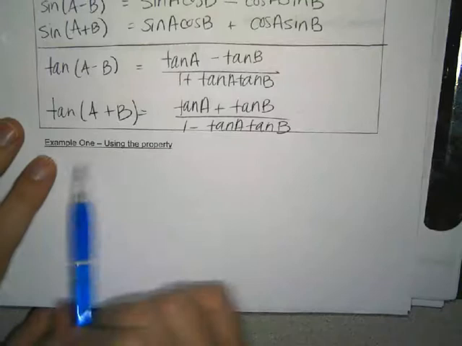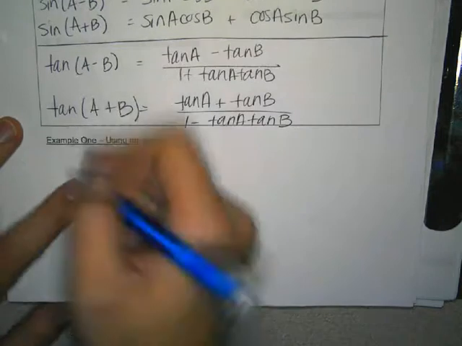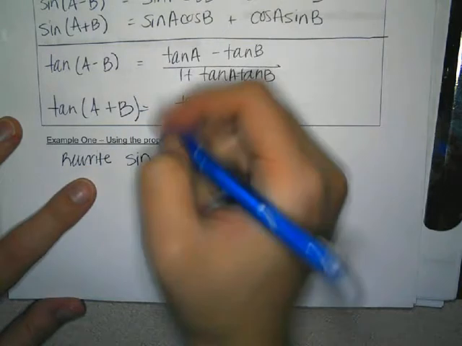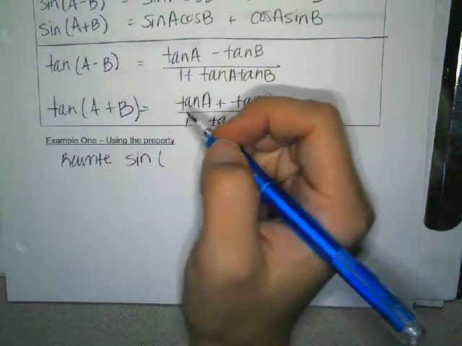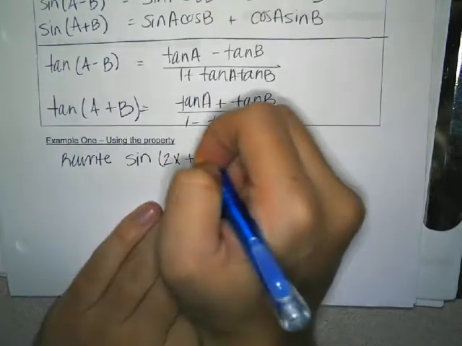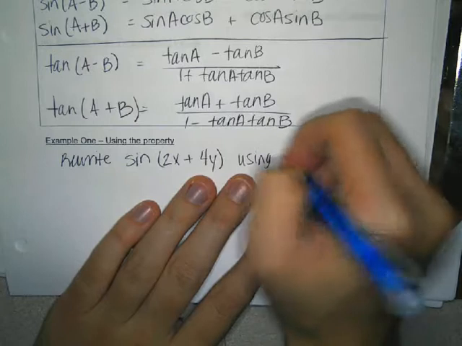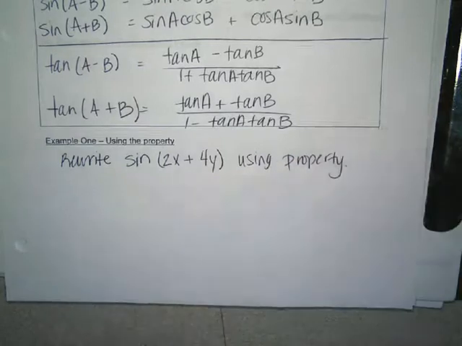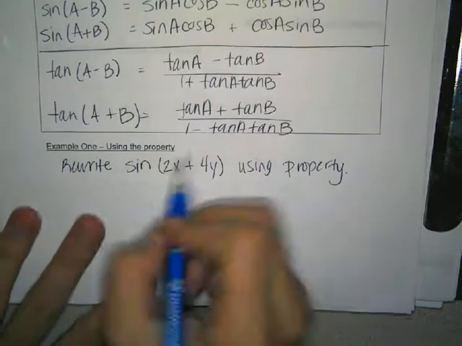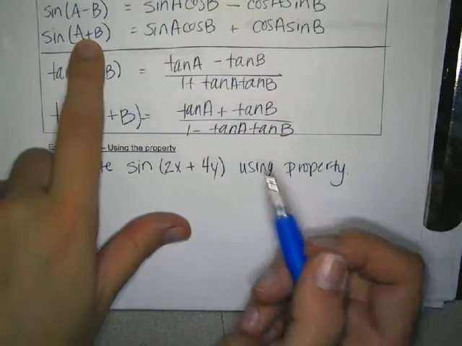Let's just use the property to rewrite. We'll just practice with one of these. Why don't we practice with sine of A plus B. So we're going to rewrite sine of, let's go with, I don't know, 2x plus 4y. We're going to rewrite that expression using the property, and property meaning composite argument because you're adding two things. Alright, so if we were going to rewrite this using the property, you'd go find the sine where you're adding the two things in the argument, which is this one here.